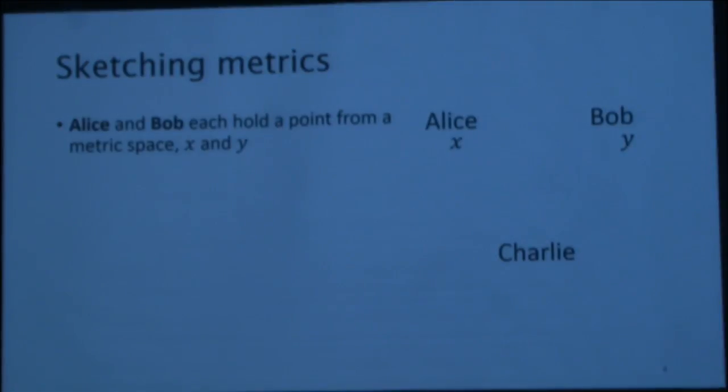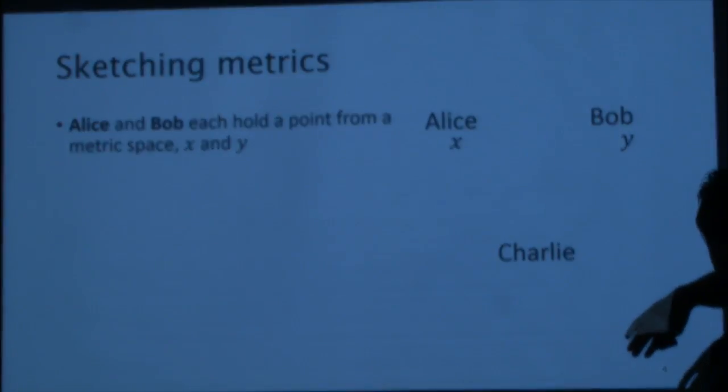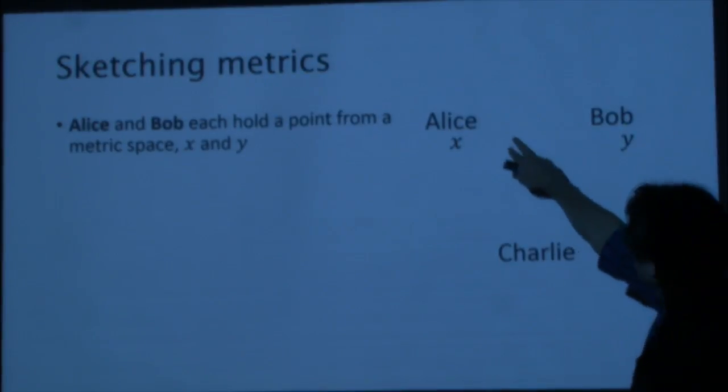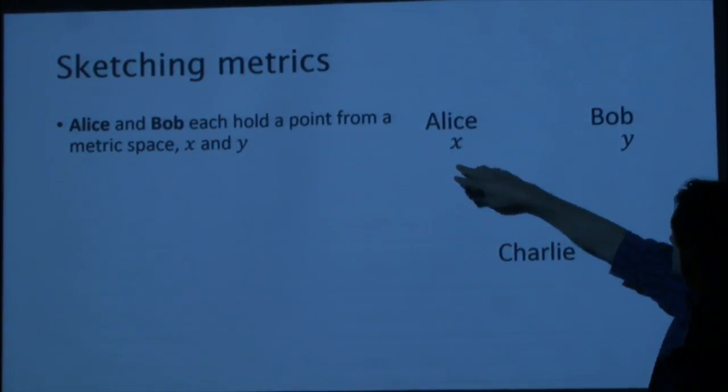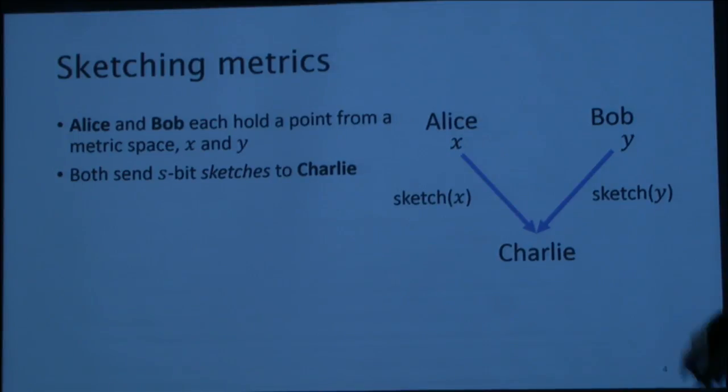And let me define formally the problem. This is exactly the problem that we'll be talking about today. So we are sketching metrics with the goal in mind of similarity search. We have three players: Alice, Bob, and Charlie. Alice has a point X, let's say from a metric space. Bob has a point Y from another metric space. What we need to do is sketch X and Y, and think of a sketch as an s-bit function, so a function that maps from the metric space to s bits.